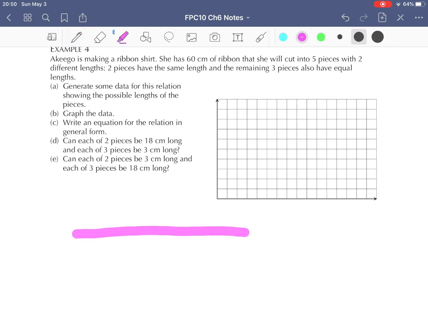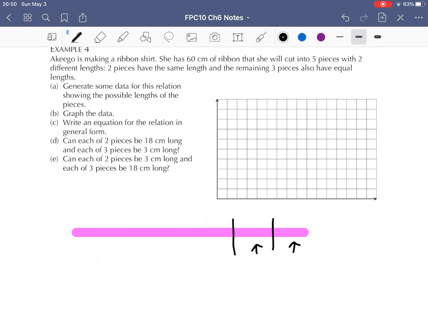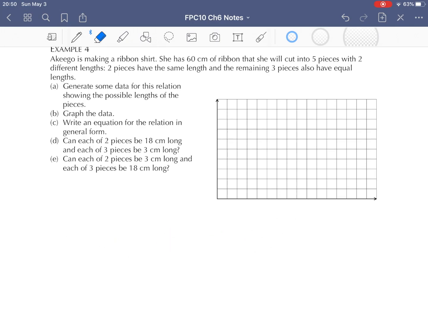Okay, so she's got 60 centimeters of ribbon, I'm just going to draw it out. Then she's going to chop this up. 2 pieces have the same length, so she's chopping it here and here. Then these 2 pieces have the same length. Then the remaining 3 pieces will also have the same length. So we have to take this bit left over and chop it into 3 equal spots. So here, here, and here. So that's, I don't know, kind of close. So this one, this one, and this one are all the same length.